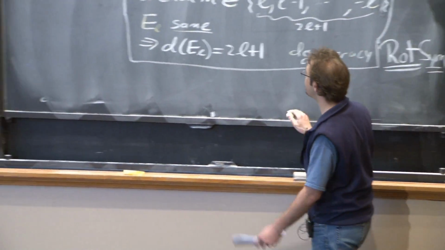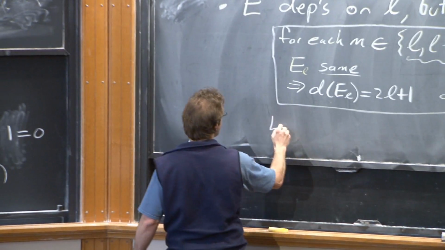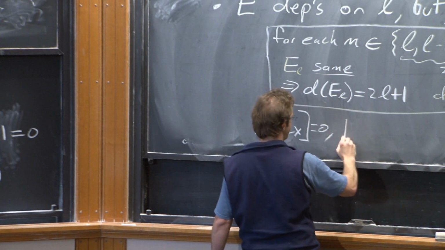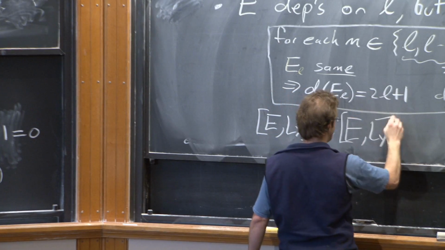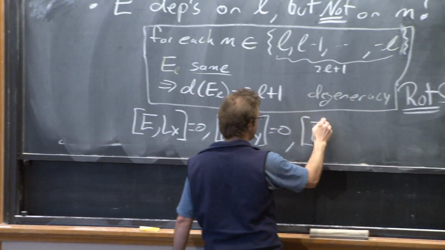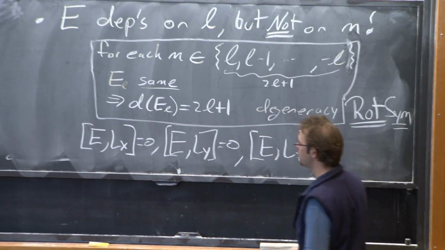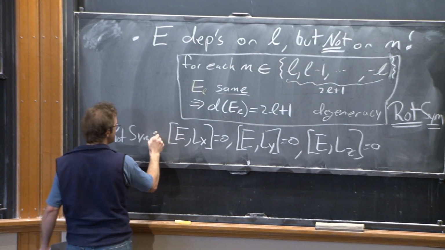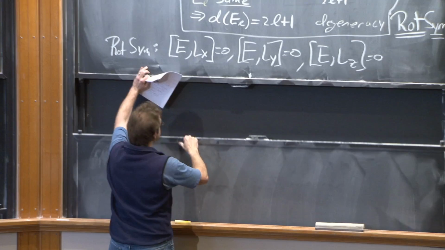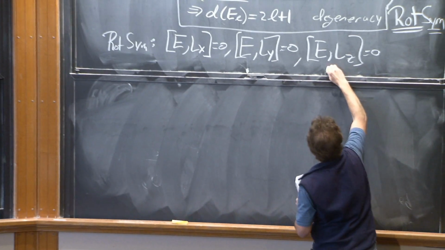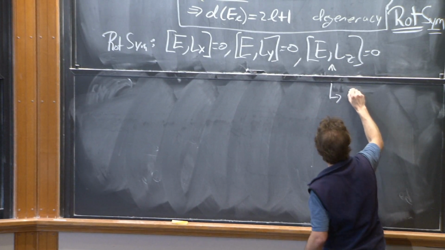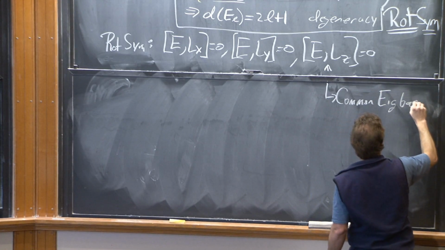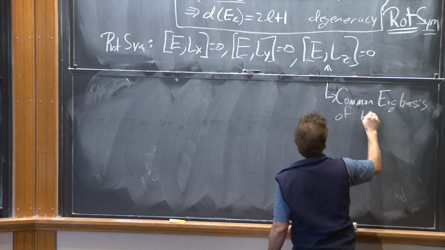But there's a nice way to phrase this, which is the following. Look, what is rotational symmetry? Rotational symmetry is the statement that the energy doesn't care about rotations, and in particular, it must commute with Lx and with Ly and with Lz. So this is rotational symmetry. And I'm going to interpret these in a nice way. This tells me that I can find common eigenfunctions, and more to the point, a full common eigenbasis of E and Lz.